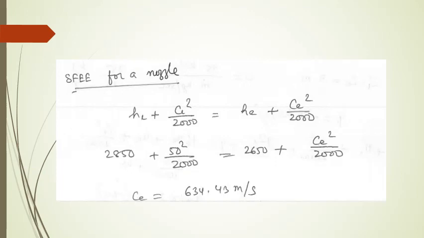Now steady flow energy equation for nozzle is Hi plus Ci square upon 2000, that is equal to He plus Ce square upon 2000. So this gives me the value of C, that is velocity of flow at the exit of nozzle. That comes out to be 634.43 meter per second.